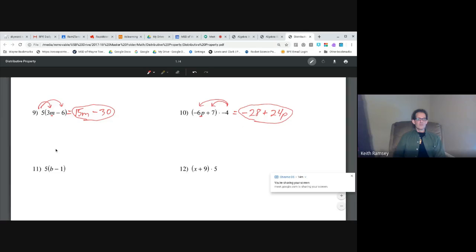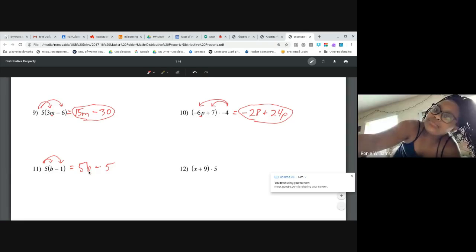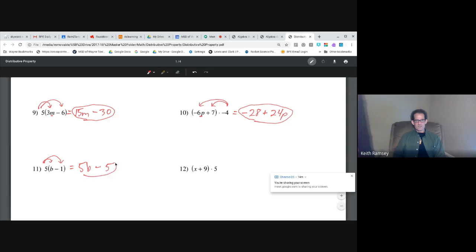Okay, for number 11, here's the variable with no number in front of it. That's like saying 5 times 1b. It's just 5b. And then 5 times -1, positive times a negative, has to be -5. They're not like terms because this has a variable and this doesn't, so it's simplified.